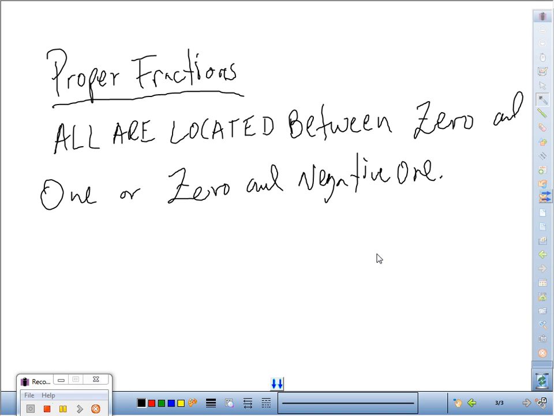So, can somebody give me a proper fraction? Yes. Very good. 3/4. 3/4 is a proper fraction. Also, how about 2/3? Yes, that's a proper fraction. How about 1/5? Yes, that's a proper fraction. How about negative, I'm going to use same style, but with a negative so you guys can see what I'm talking about in regards to negative proper. How about negative, what is it? 5/6.